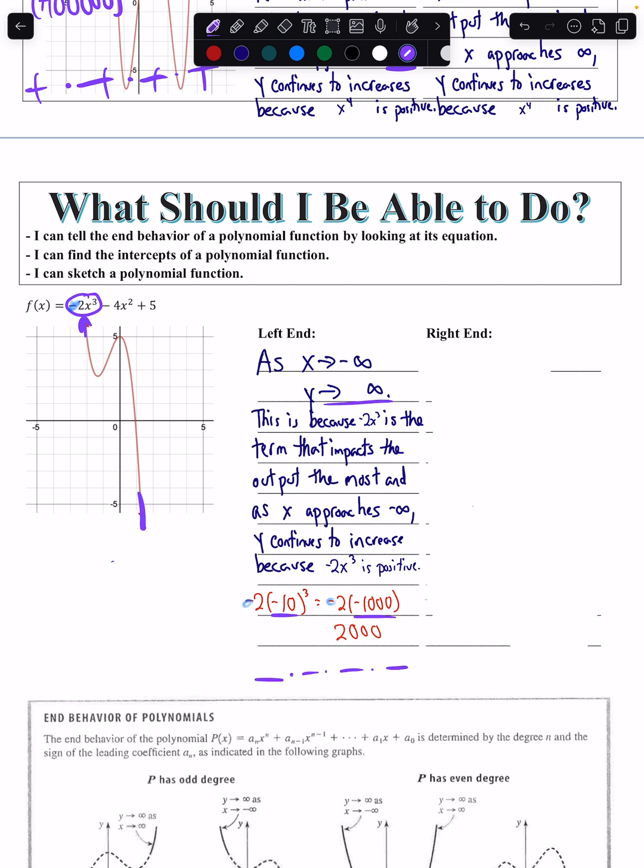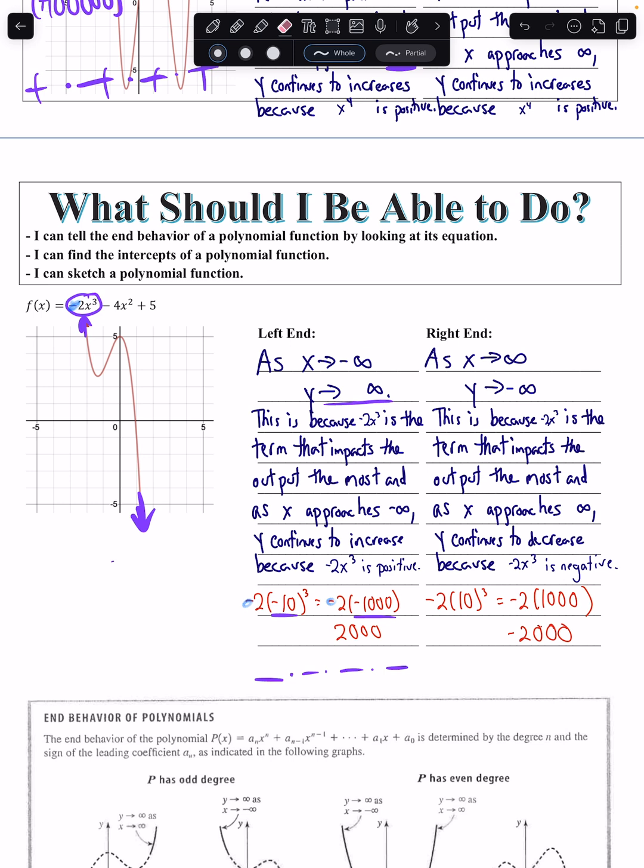And when you look to the right end behavior, the x is getting closer to positive infinity. The y is going down, getting closer to negative infinity. Why is that the case? Because like we said, that first term, the highest degree, is the term that's impacting the output the most. So when I plug in something close to infinity, which 10's not that close, but I chose to show 10, we have a positive 10 times a positive 10 times a positive 10, which is positive 1,000, but then we have that negative 2 out in front.